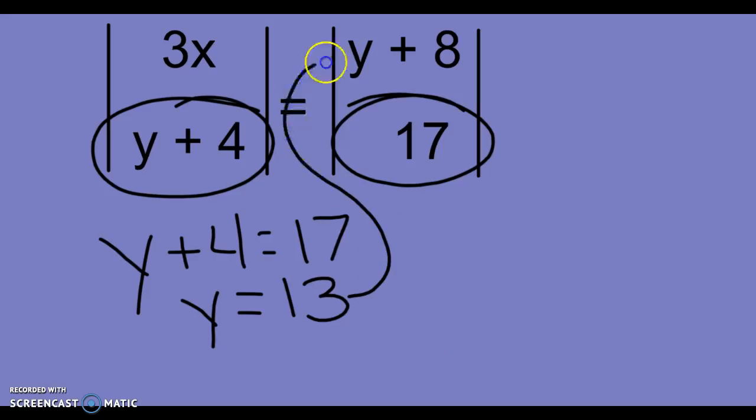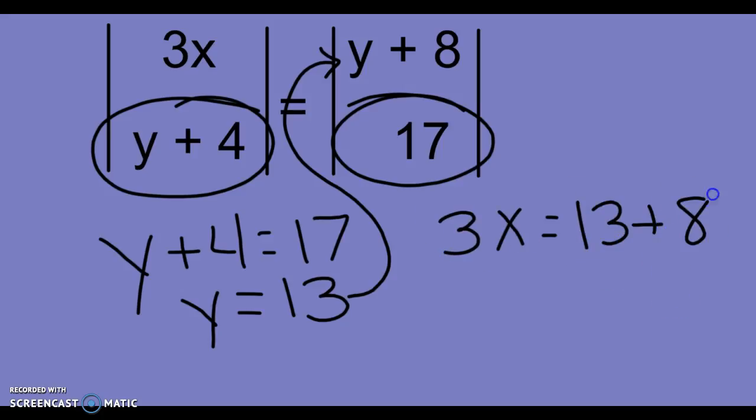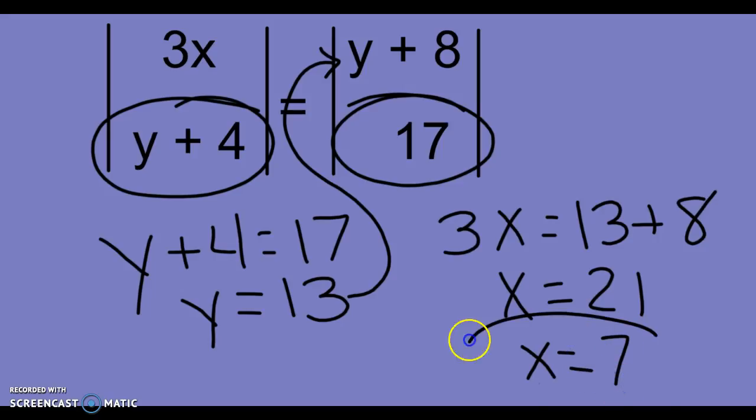We've been doing this with the other things we've been doing with our systems. So you've got 3x is equal to 13 plus 8. Now you've got something going here. So x is going to be, did I do that right? 7. Okay, I think that's right.